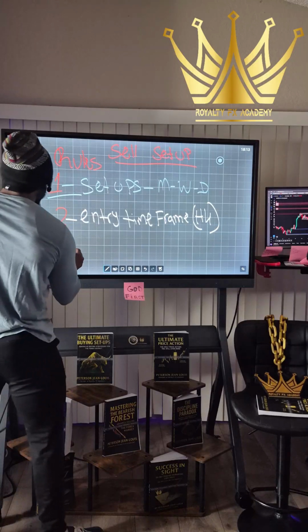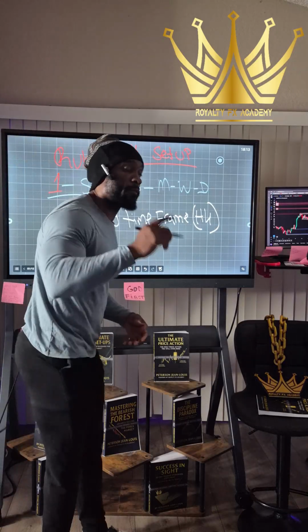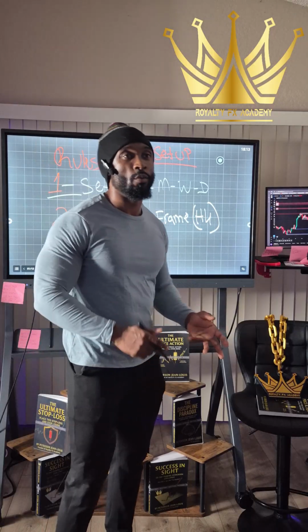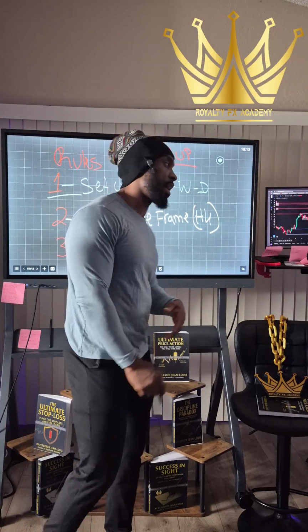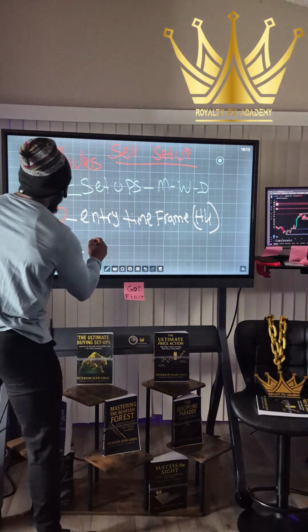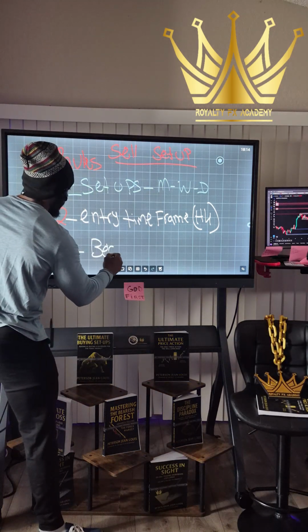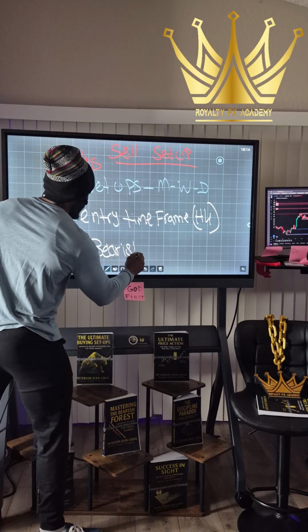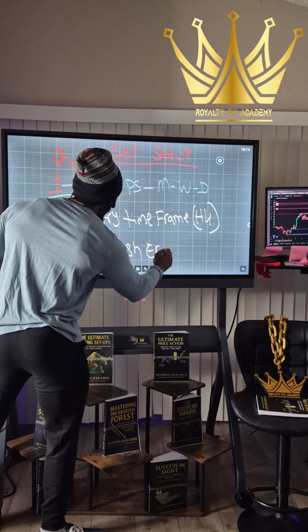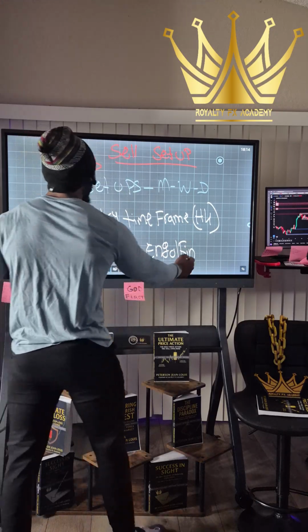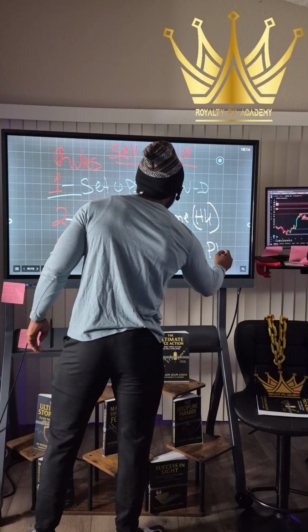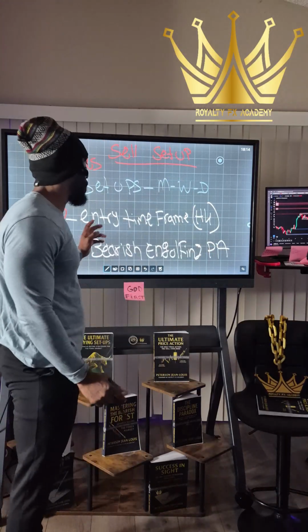And rule number three is our confirmation. The only confirmation that we use that indicates that either buyers or sellers, in this case sellers, have taken over the market, it's going to start going down. That is our bearish engulfing PA. So let's just abbreviate that real quick. Our bearish engulfing PA. So that's our bearish engulfing price action.